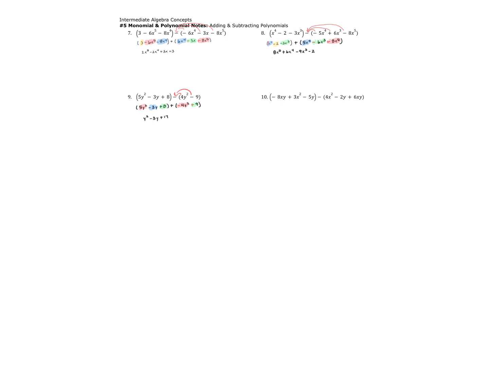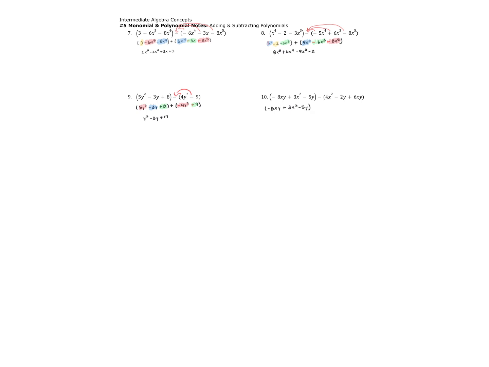Okay, last one. We're going to take this first one and we're going to leave it exactly like it is. So I'm going to say negative 8xy plus 3x squared minus 5y. Okay, so those are all staying the same.